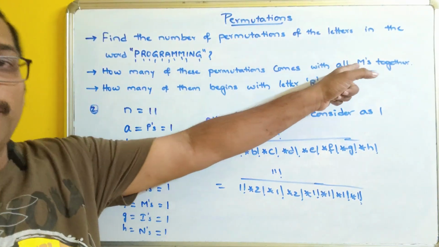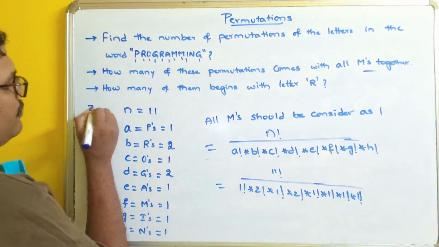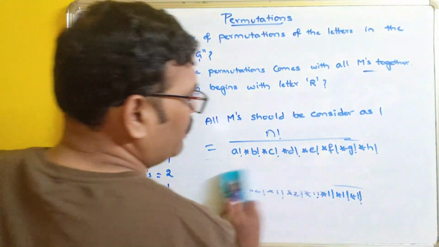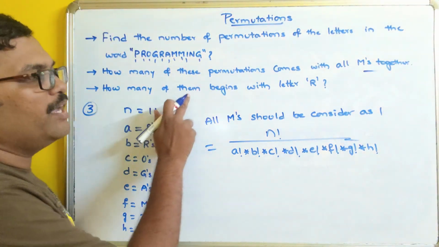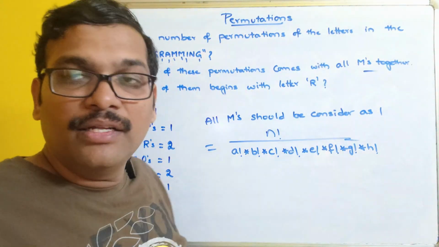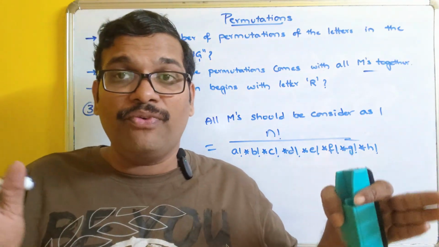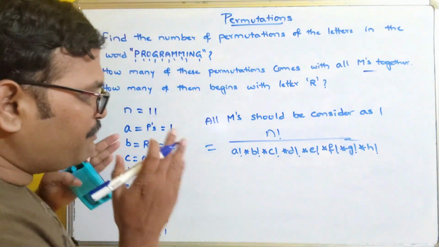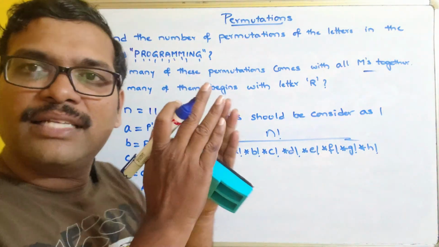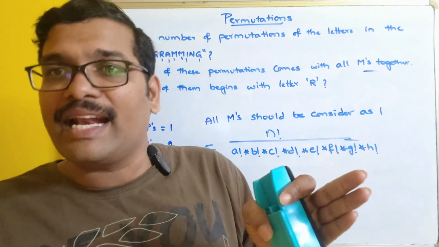These kinds of problems can be solved in this way. Coming to the third solution. What is the third one? How many of them begin with the letter R? So how many characters are there? Total 11 characters. We need to find the number of permutations which begin with R. So fix the first character as R. Then we have to arrange all the remaining 10 characters.